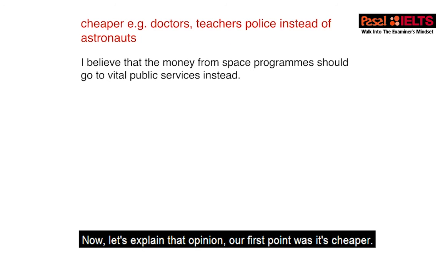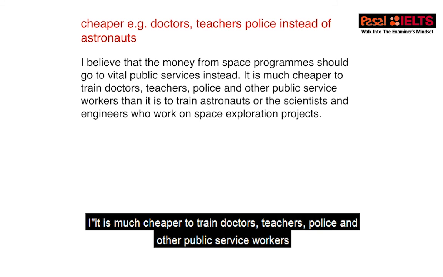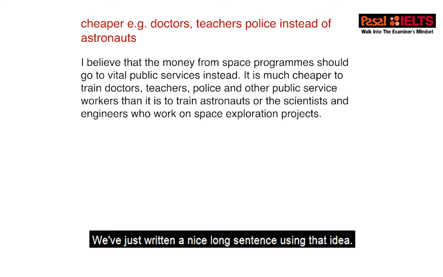Our first point was it's cheaper to employ these people, public sector workers, instead. Here's what we wrote. It is much cheaper to train doctors, teachers, police and other public service workers than it is to train astronauts or the scientists and engineers who work on space exploration projects. We've just written a nice long sentence using that idea.